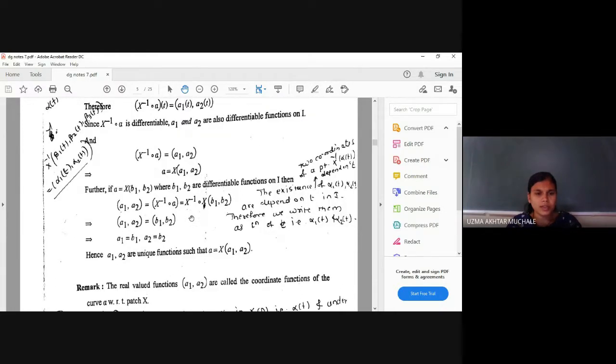So on the next further, we can have alpha is equal to x of v1, v2, where v1, v2 are differentiable functions. That means here we are going to assume the contradiction because we have to prove the uniqueness. Here we have shown the existence of this alpha is equal to x of a1, a2. That means there exist some functions a1 and a2 which are differentiable functions which satisfy the condition alpha is equal to x of a1, a2. But we have to prove the uniqueness also.